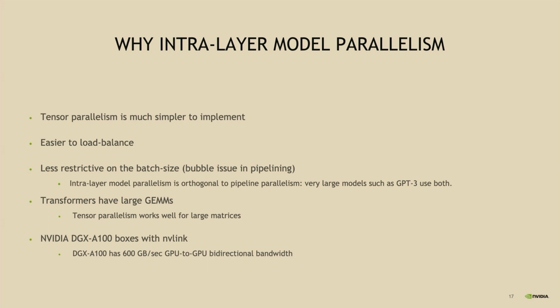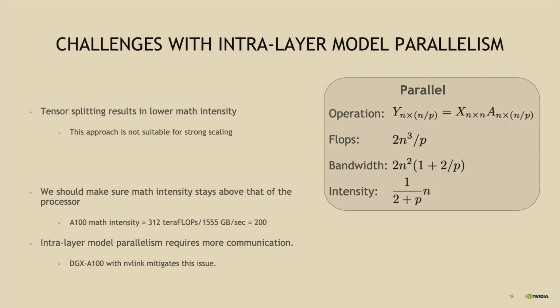And last but not least, the NVIDIA DGX box with NVLink. We know that tensor parallelism requires more communication and synchronization points, but when we have these NVLinks inside DGX A100 boxes at 600 gigabytes per second, it actually helps to reduce the latencies associated with communication. So I mentioned the math intensity, so let's touch base on that.